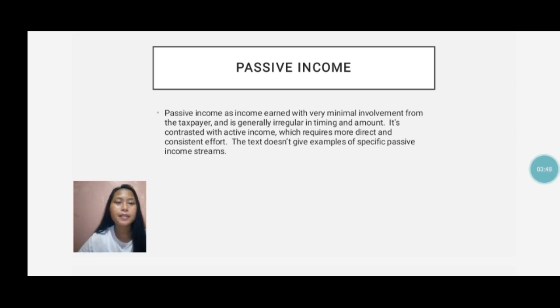Passive income. Passive income is income earned with very minimal involvement from the taxpayer and is generally irregular in timing and amount. It's contrasted with active income, which requires more direct and consistent effort. The text does not give examples of specific passive income streams.